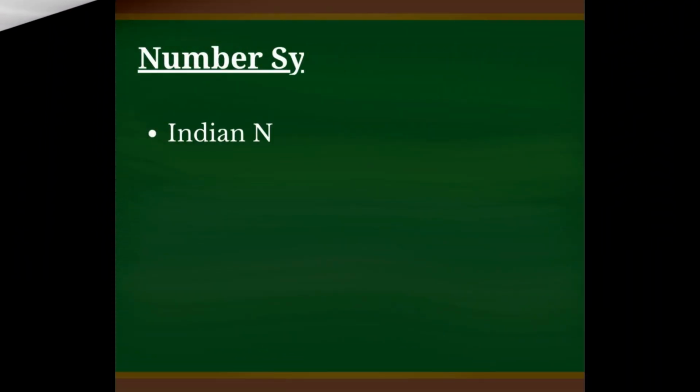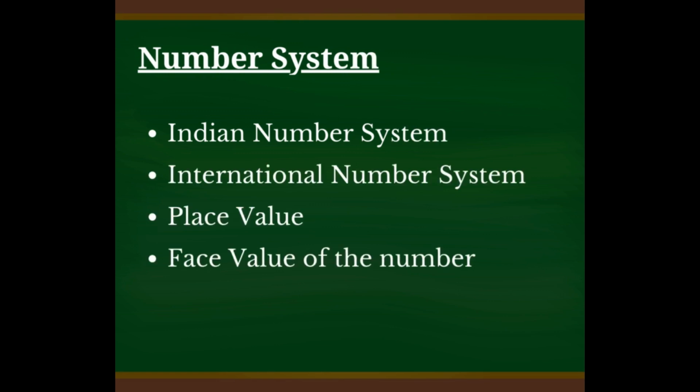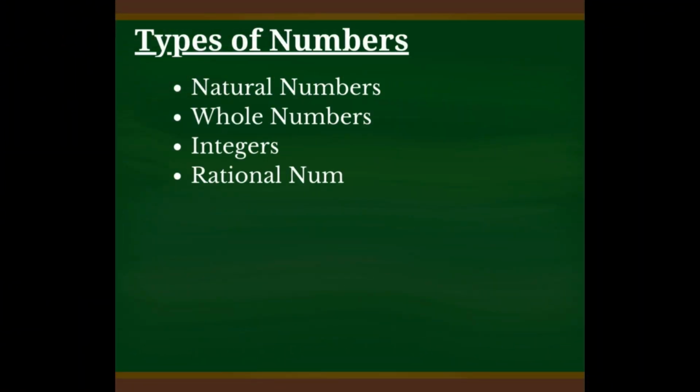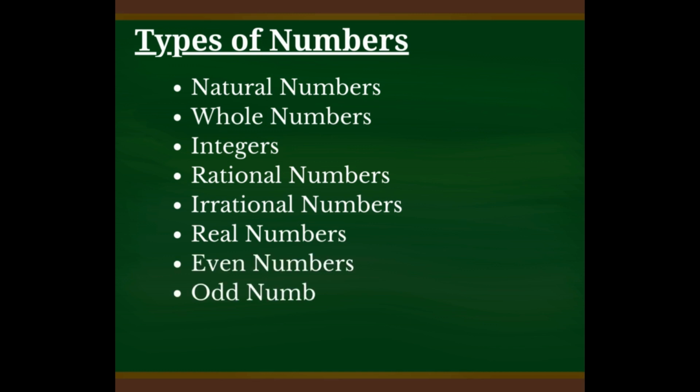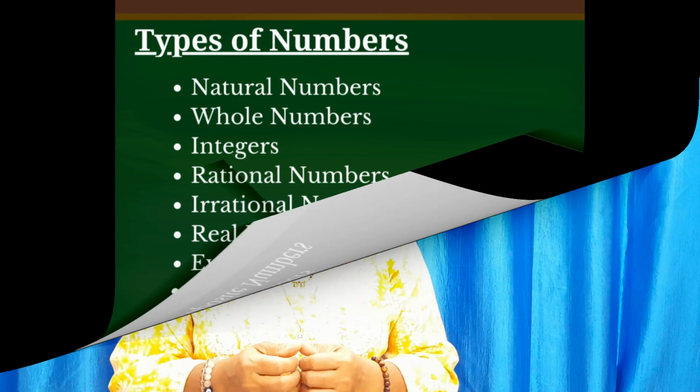The very first thing, arithmetic begins with numbers, the number system. Yes, arithmetic starts with the number system. Number system means we have the Indian system, the international system, then comes the face value and place value of the digits. Then later come the types of numbers, like natural numbers, whole numbers, integers, rational numbers, irrational numbers, prime numbers, composite numbers, real numbers, even numbers, odd numbers. So many things are there only in the number system.